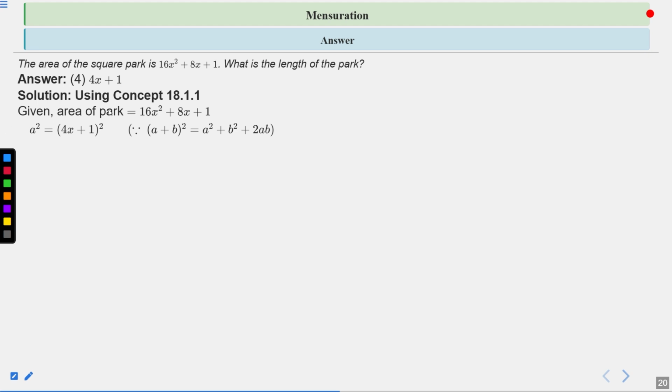Now the square becomes, because we know that the area of a square is side squared, (4x + 1) whole square. So when we expand using the algebraic identity (a + b) whole square equals a square plus b square plus 2ab, this is a square, this is b square, and this is 2 times ab. So we get the value of a, which is 4x + 1. So the fourth option is the correct answer of this question.